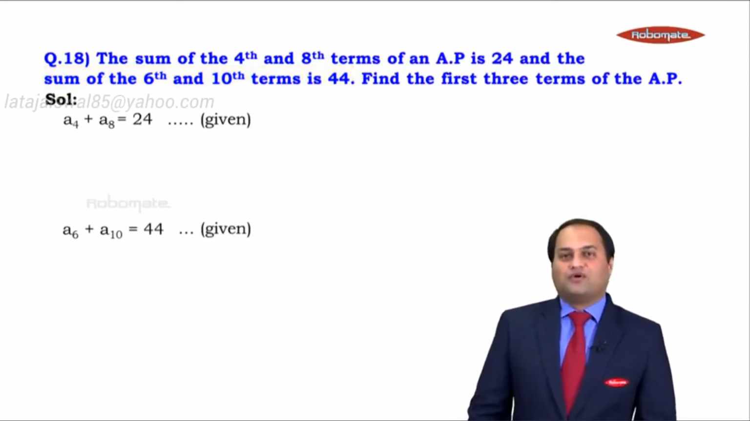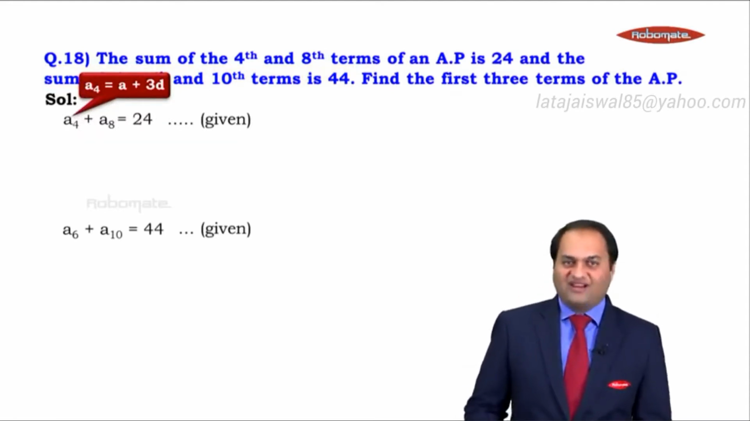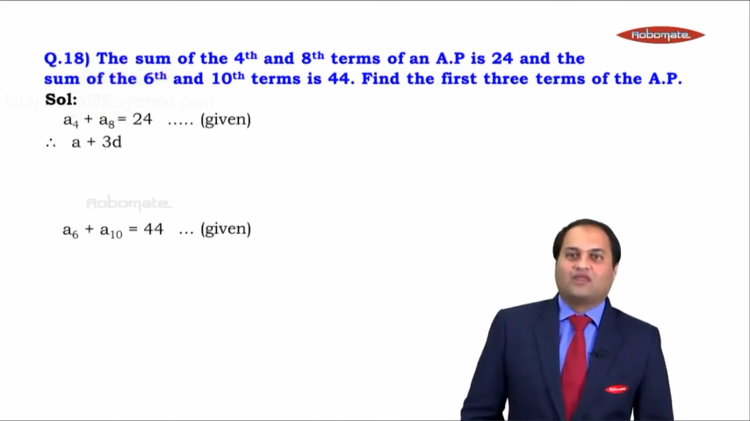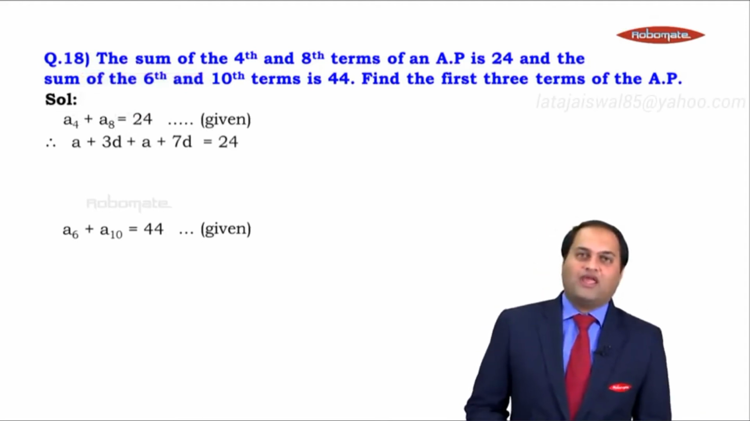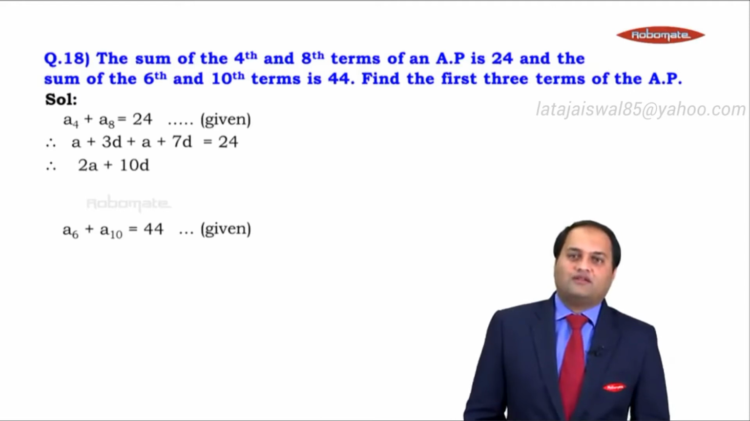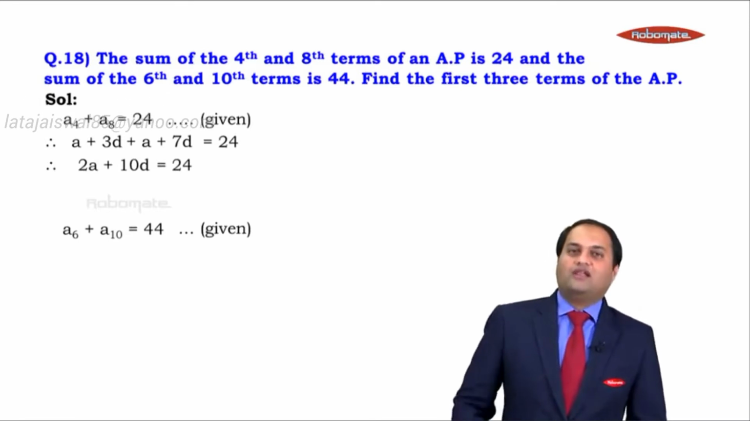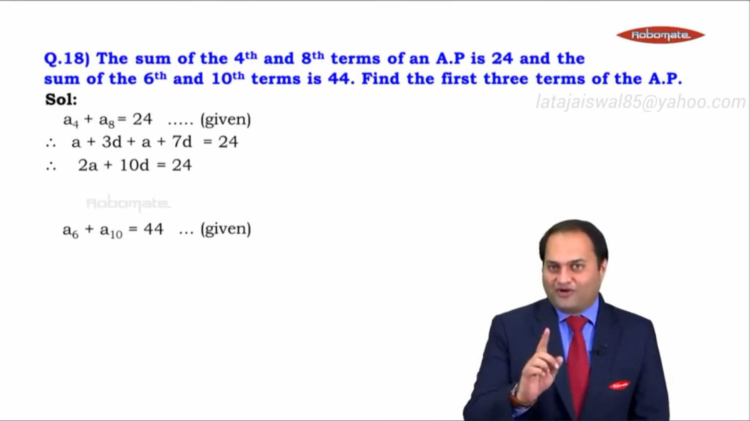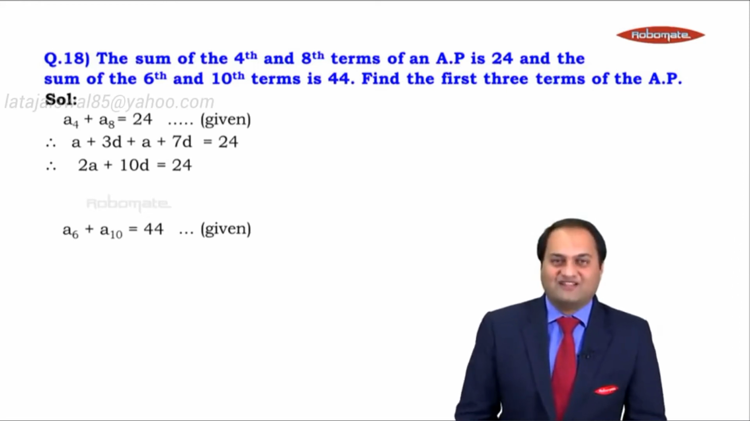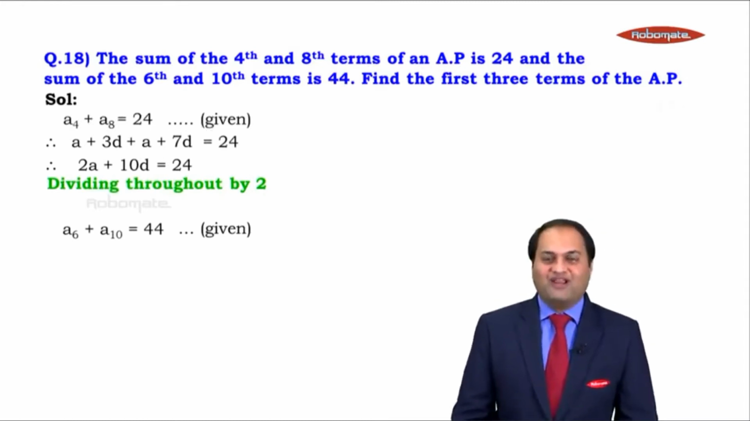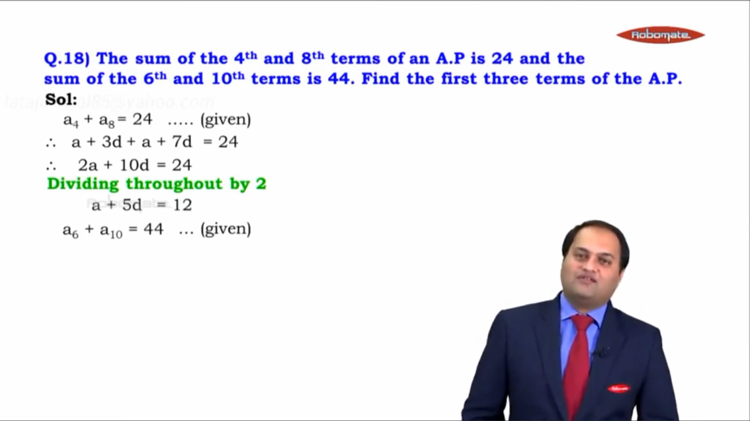Now what do we do in such type of sums? We replace A4, A8 there itself as per the formula, right? So A4 is A plus 3D, A8 is A plus 7D is equal to 24. A plus A becomes 2A, 3D plus 7D becomes 10D is equal to 24. We are getting a linear equation in 2 variables, but hold on, 2, 10 and 24, look at the coefficients. Can you simplify this further? Yes, we can. Let's divide throughout by 2. What do we get? We get A plus 5D is equal to 12.